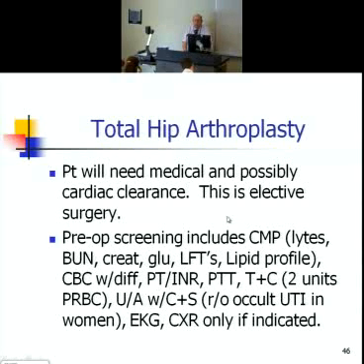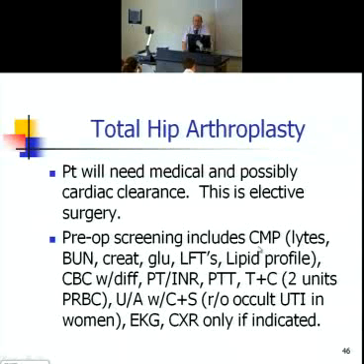I know, okay, they had an MI 4 years ago, but how's their heart doing now? Can they take the stress of surgery? Do they need to see the cardiologist? Do they need to get a stress test? Any of that stuff should be done.